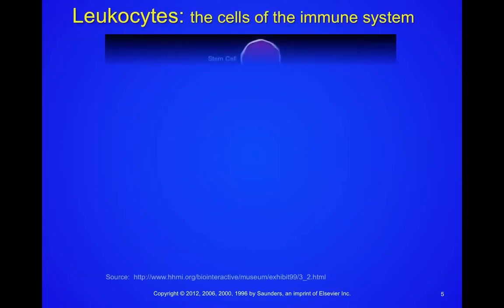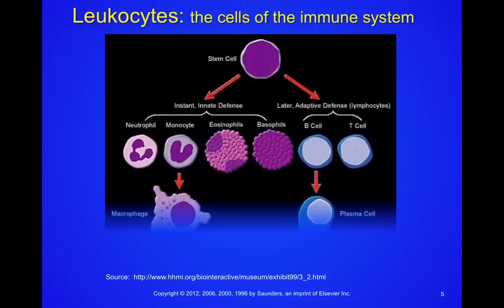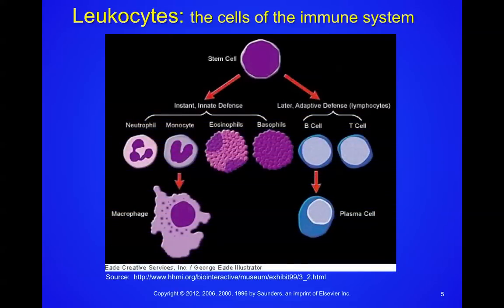All the cells of the immune system originate from stem cells in the bone marrow. They are all white blood cells or leukocytes. Leuko just means white in Greek. But they develop along two main lineages, as we can see here. One includes the cells primarily involved in innate defense, or the inflammatory response. That is, the neutrophils, the monocytes that become macrophages, and the eosinophils and basophils. The other lineage includes the lymphocytes, those primarily involved in adaptive or acquired defense. These are the B cells that become plasma cells and the T cells.